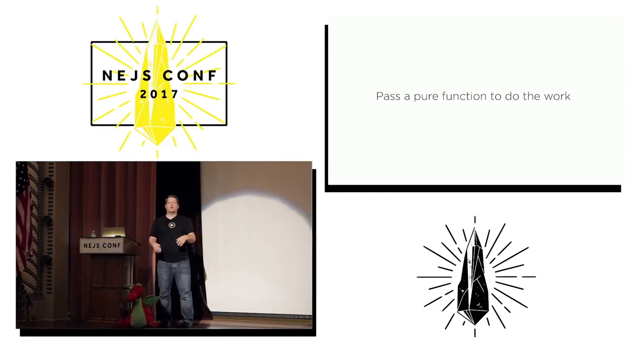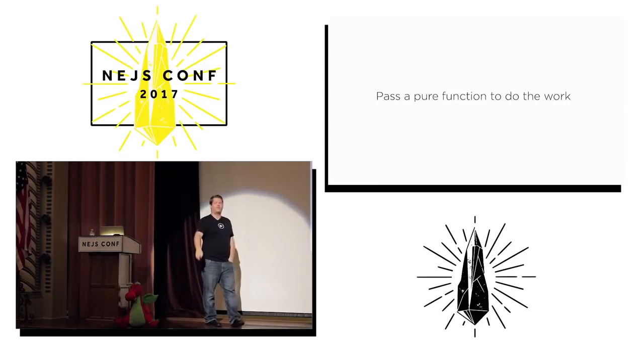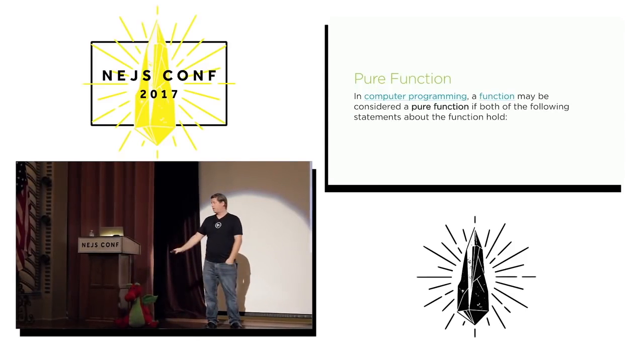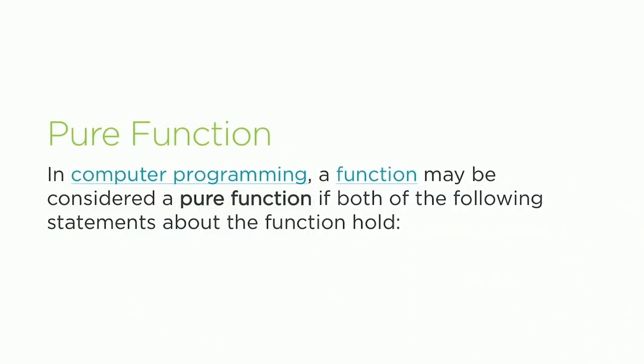What we're going to do with map is we're now going to introduce this concept of a pure function. I don't care if anything else in your code is a pure function, this will be pure. Now, what is a pure function? Real quick, in computer science, a function may be considered a pure function if both of the following statements about the function hold true. Two things very important here.